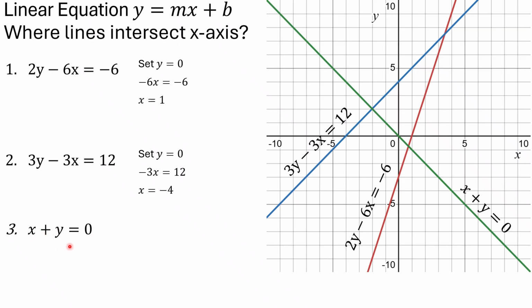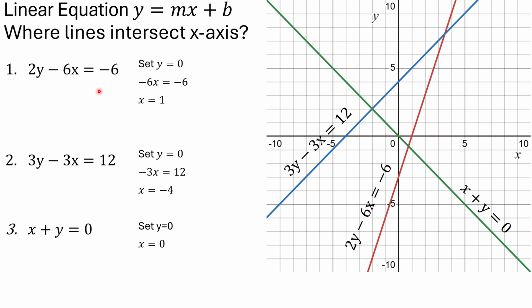This one should be pretty straightforward. If we wanted to rewrite this in the form of y equals mx plus b, this would just be y equals negative x. This graph right here. So obviously it's going to have its x-axis and y-axis intersect point at the origin, or 0, 0. And so if I plug in y equals 0, obviously we see that x equals 0.